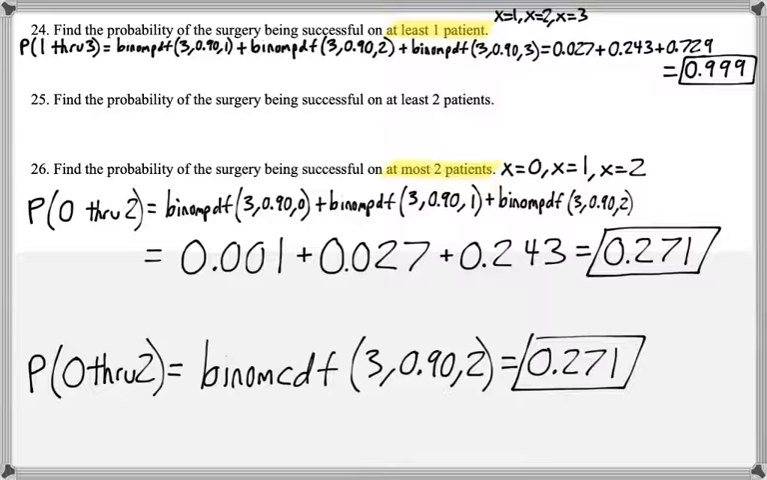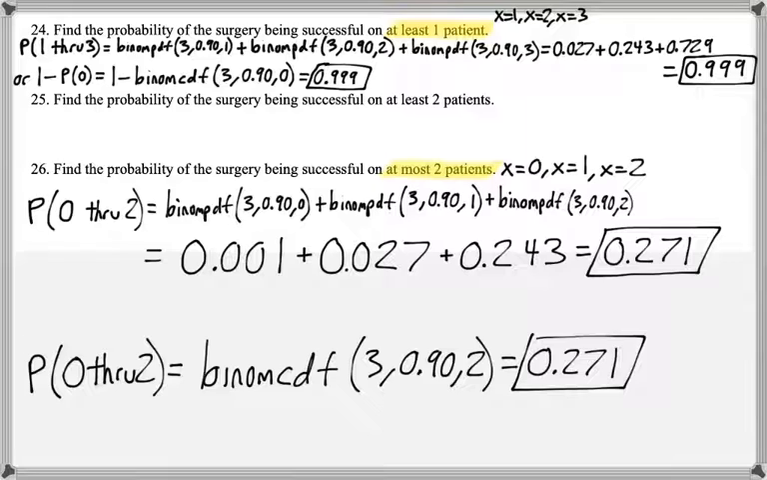Now, we can't use the binomial CDF directly because the binomial CDF has to start at 0, and this one starts at 1. But we can use it as the complement. So if we take 1 minus the probability of 0, which is 1 minus binomial CDF of 3, 0.90, 0, then we get the same thing.